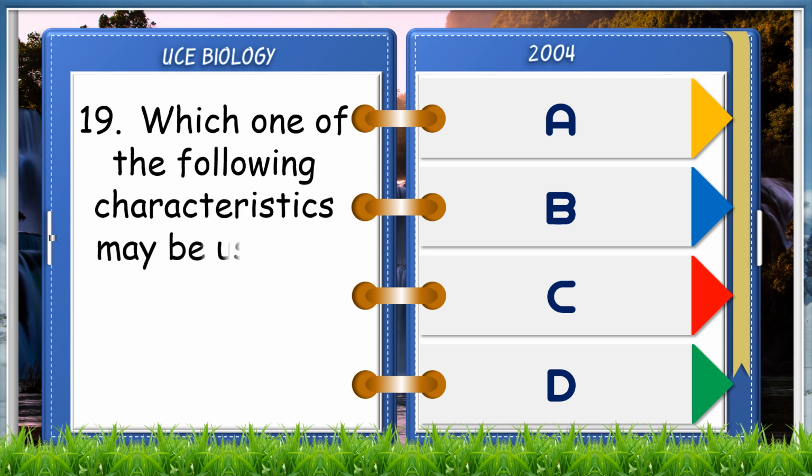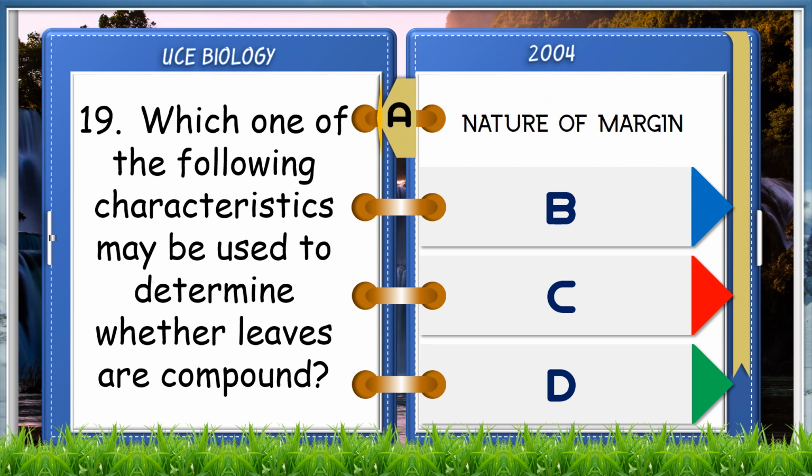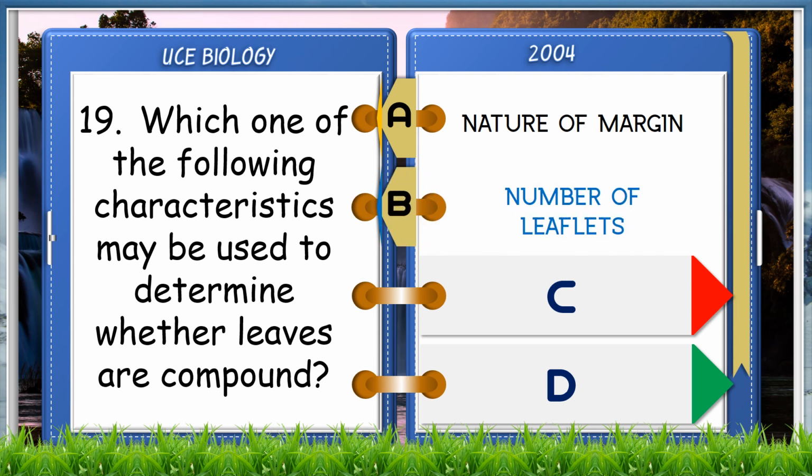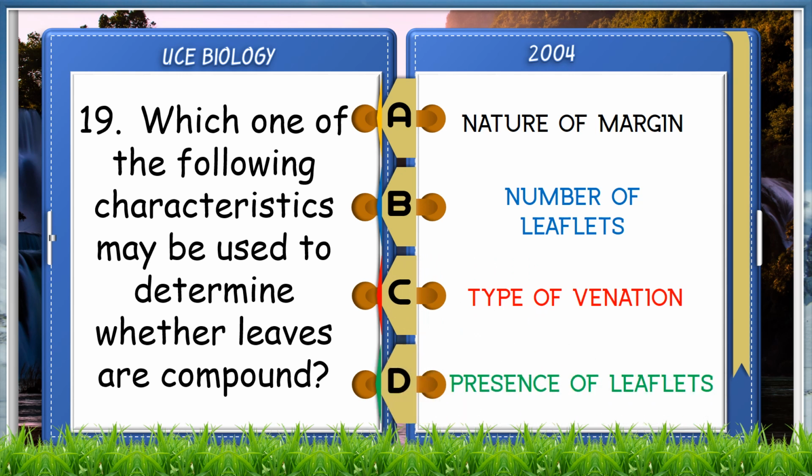Which one of the following characteristics may be used to determine whether leaves are compound? A. Nature of margin. B. Number of leaflets. C. Types of venation. D. Presence of leaflets. The answer is D. Presence of leaflets.